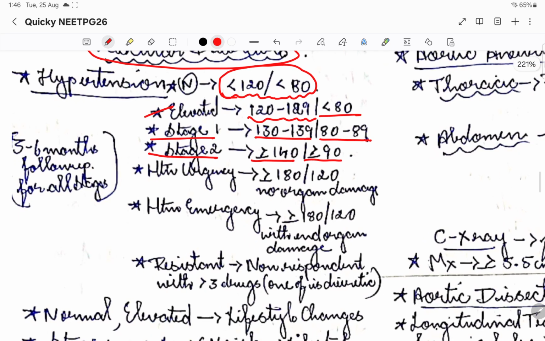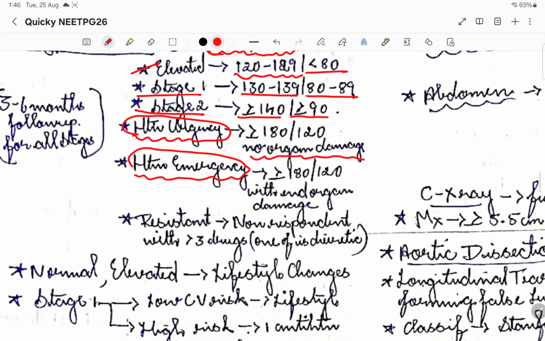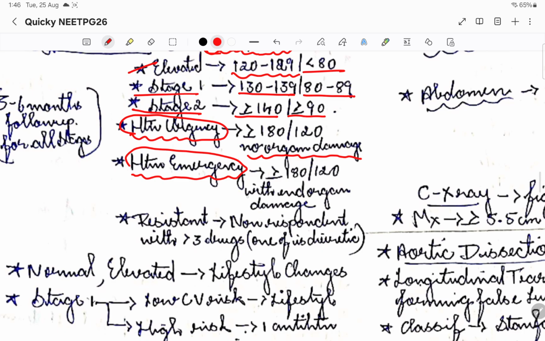Then there is hypertensive urgency. Hypertensive urgency means there is more than 180 by 120 but there is no organ damage, whereas hypertensive emergency is more than 180 by 120 but with end organ damage. Urgency has no end organ damage, whereas in emergency there is end organ damage.